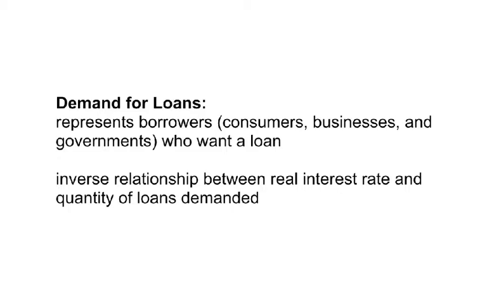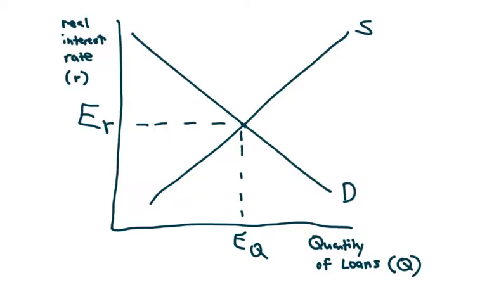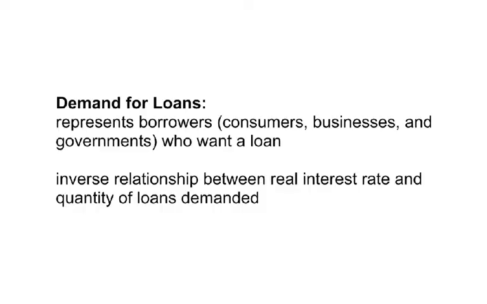And we can see, if we go back to the graph here, the downward sloping demand curve, there's an inverse relationship between real interest rate and the quantity of loans demanded. Why? Because when the interest rate is higher, people don't want to borrow as much, right? Because they're going to have to pay more interest. But when the interest rate is lower, people want to borrow more money because they don't have to pay as much back in terms of interest. So demand represents borrowers.